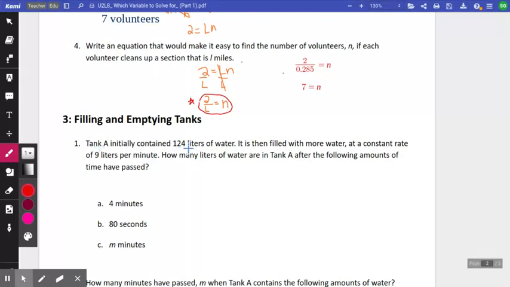So we've got a tank. There's some water in it. What's happening as time goes by? Well, we're filling the tank with more water. We're filling it with 9 liters of water per minute. So each minute that goes by, there's another 9 liters of water that have been added to that tank. So we've got the starting point, and then we're adding 9 liters every single minute. We've got the question, how many liters of water are in tank A after the following amounts of time have passed? I'm going to have you go ahead, pause the video, and try A and B for me.